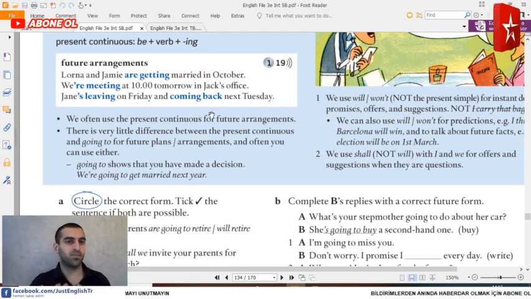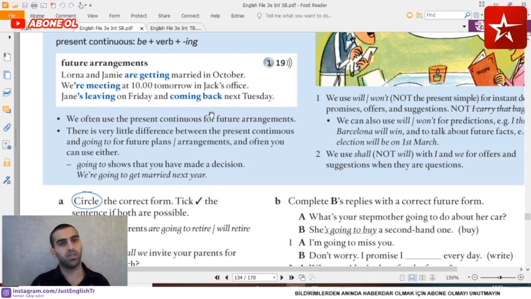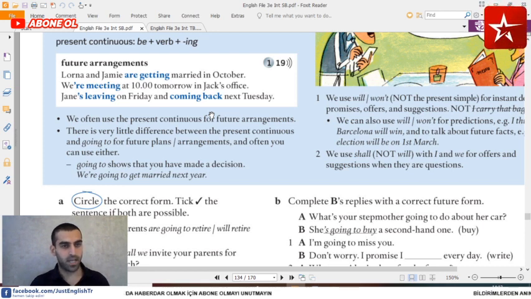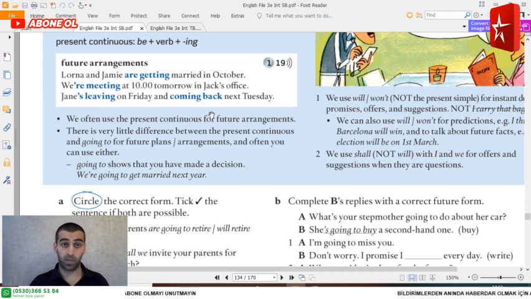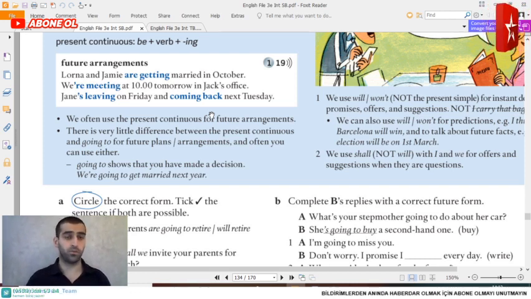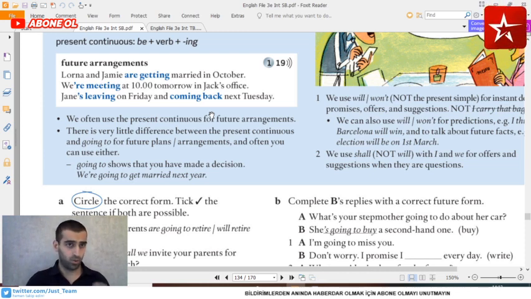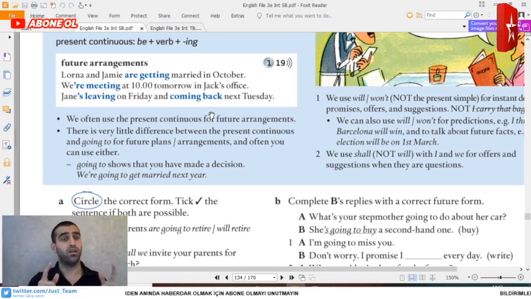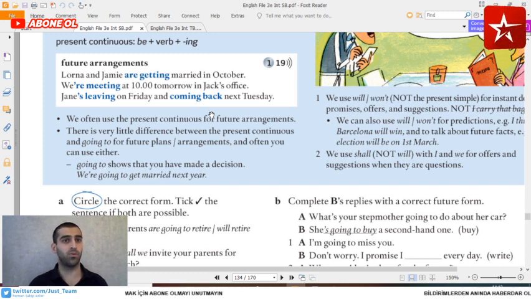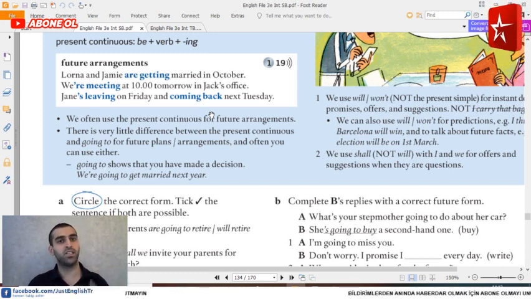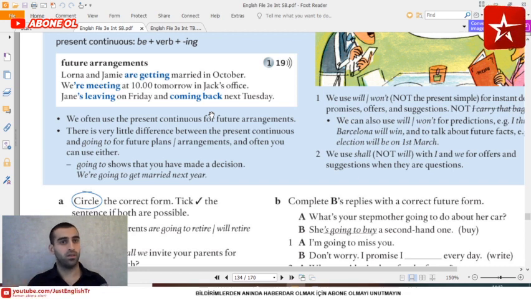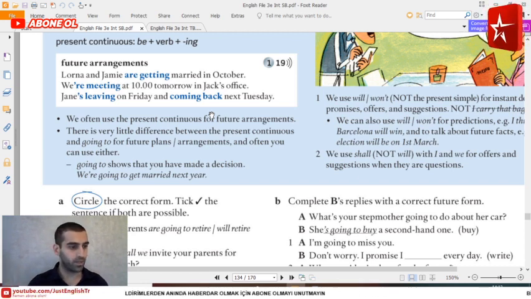You may ask me, the teacher, if we have be going to, why do we use present continuous? That's a good question. And Elif says we should use be going to for plans. Thank you, Elif, for your great comment. You are completely right. We use be going to about plans and intentions. But on the other hand, we use present continuous to talk about arrangements, like we arrange something in the future, whether near future or far.